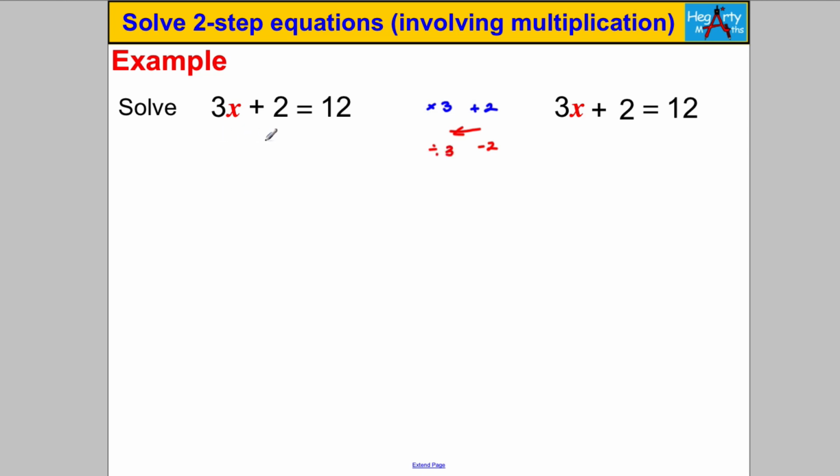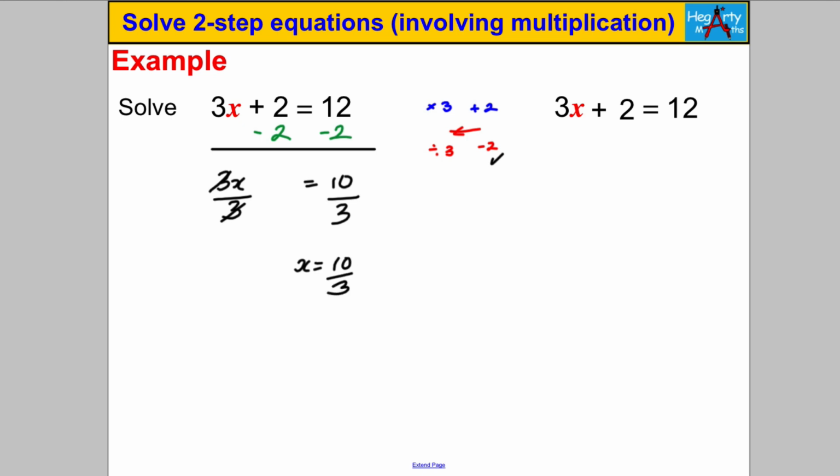So let's do that. Subtract 2 off both sides, and I get myself that 3x is therefore equal to 10. Then I'm going to divide both sides by 3, which I write like that. Divide by 3, divide by 3. The 3's cancel here, and I get that x is therefore equal to 10 thirds. And that's the answer. Done.